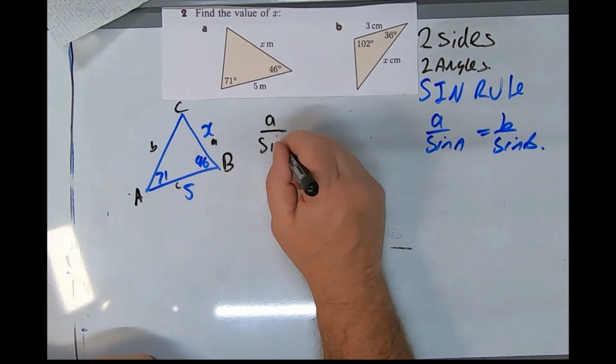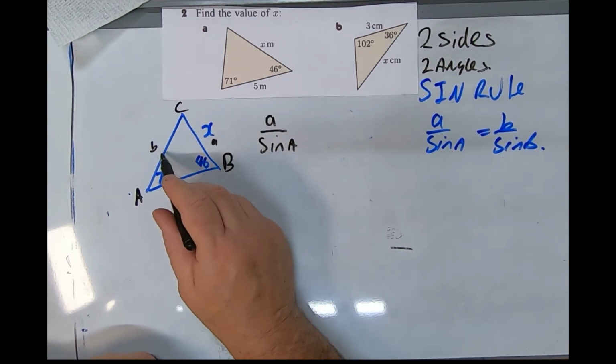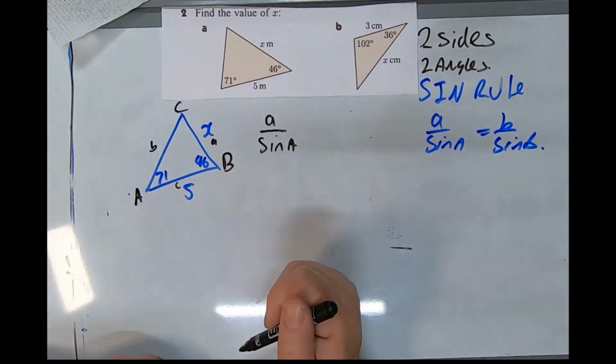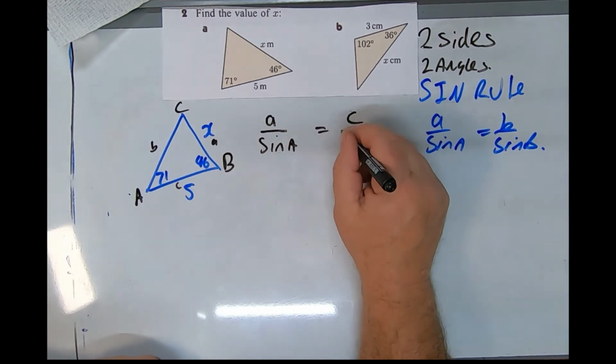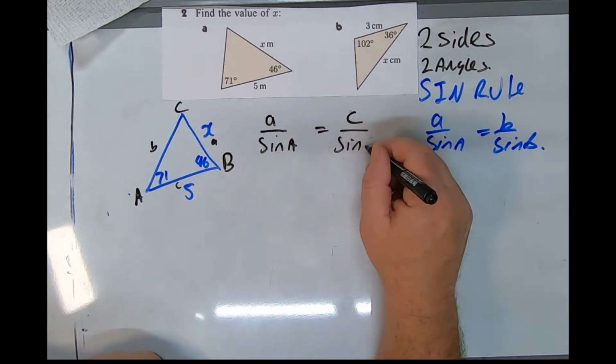A on sin A equals B on sin B. There's nothing for the B. So I guess I'm going to have to use the 5, so it's going to be C. There you go. We get to use the rule properly now.